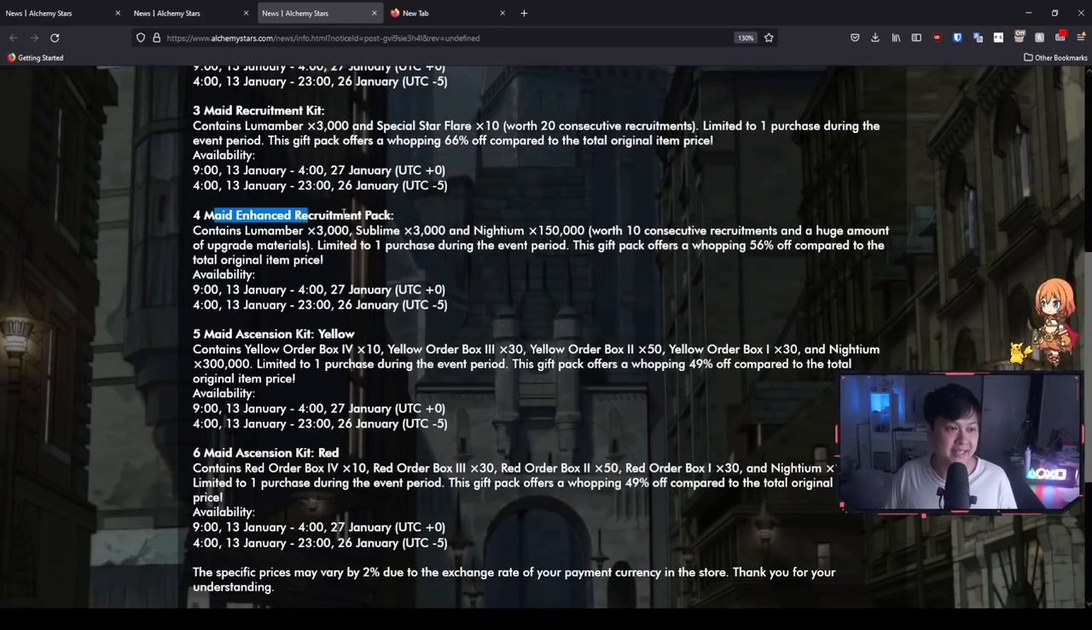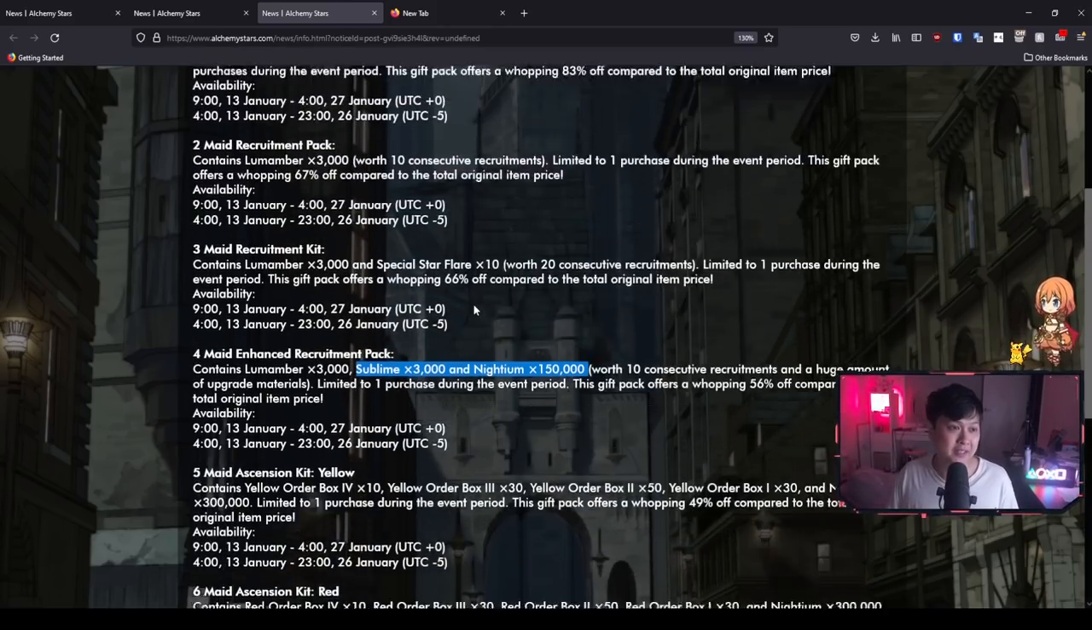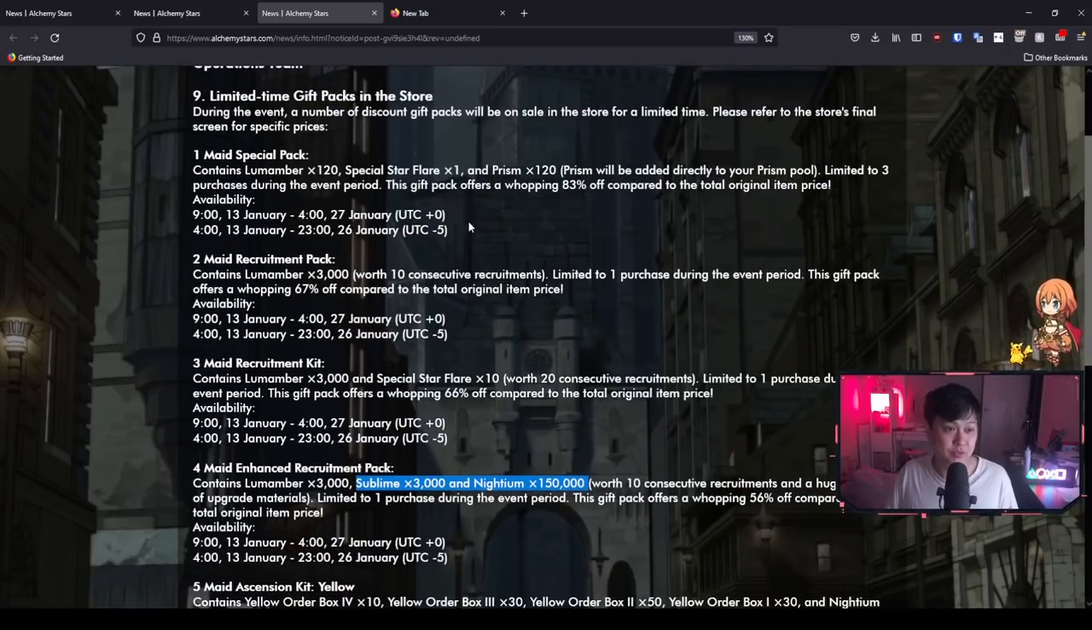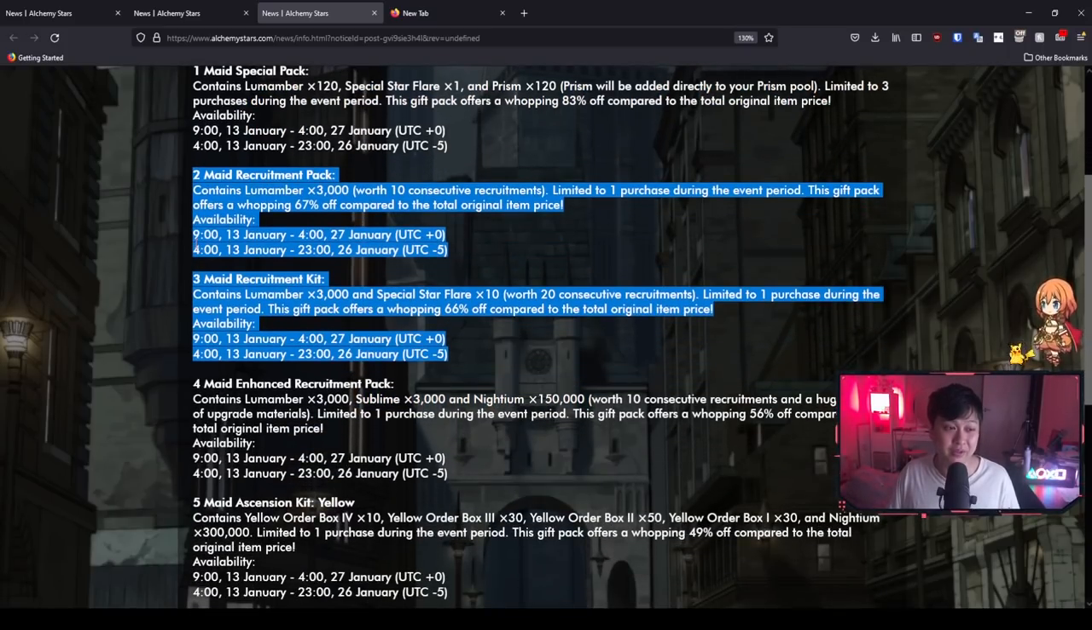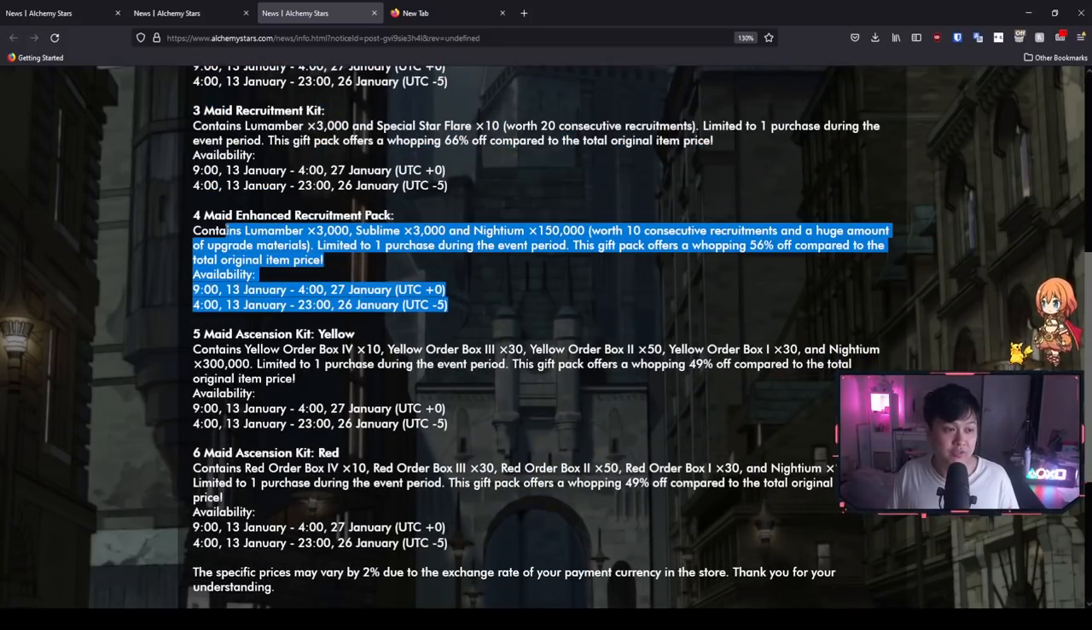All right. But other than that, these other ones here. So for example, the Maid Enhanced Recruitment Pack. I'm not sure if this is the first time we're seeing this, but depending on how much this one costs, it might be good. It might be bad. So Lumamba 3000, Sublime 3000, Nitium 150k. Obviously these two you can certainly farm before actually having to purchase this one here. And of course, if you're looking to spend, then your spend priority is definitely this one, the highest value. And then I believe these two are probably very, very similar value, but then it looks like they've added a new one over here, which includes some of these resource materials.